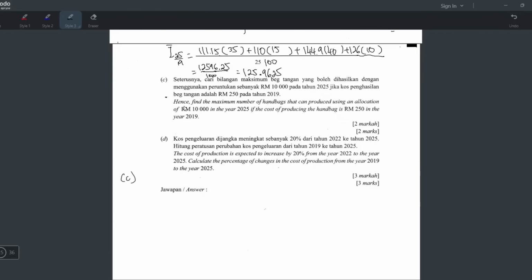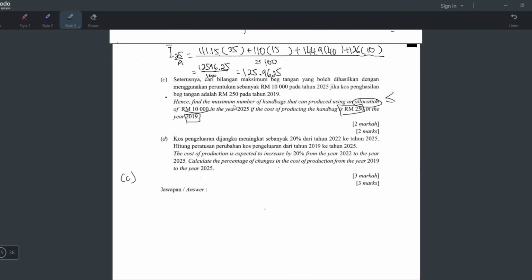Okay, question C. Find the maximum number of handbags that can be produced using an allocation of 10,000, in the year 2025, if the cost of producing a handbag is 250 in 2019. Okay, allocation, I always tell my students, it always means smaller or equal, because allocation is like maximum. So the maximum is 10,000. I feel like you can't look at the 10,000 yet. This is after you find the price, then only you compare your price with 10,000.